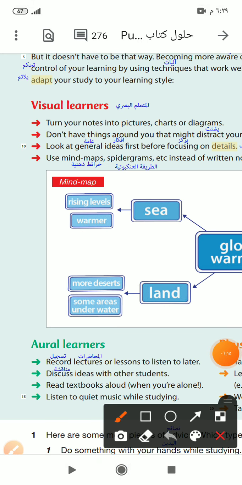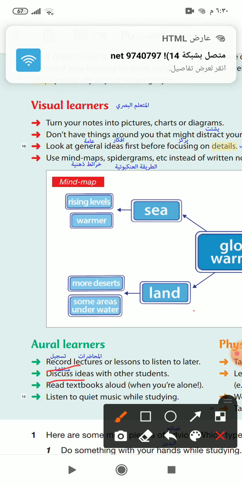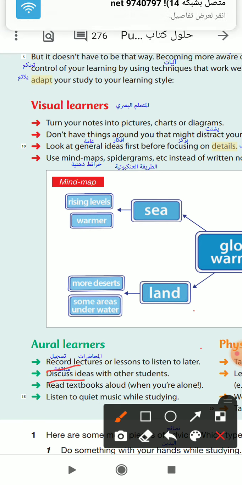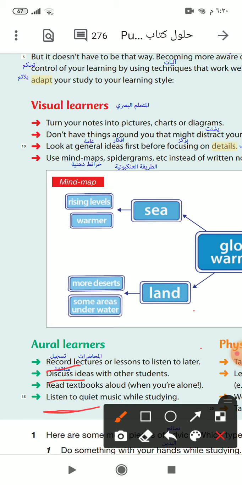What are the tips for the oral learners? Number 1. Record lectures or lessons to listen to later. Yes, ممكن تسجل محاضرات دروس to listen later. Number 2. Discuss ideas. تناقش الأفكار with other students. Number 3. Read textbooks aloud. ممكن تقرأ النصوص بصوت عالي because it is oral سمعي. Listen to quiet music. اسمع موسيقى هادئة while studying. Yes, it is a good tip for oral learner.